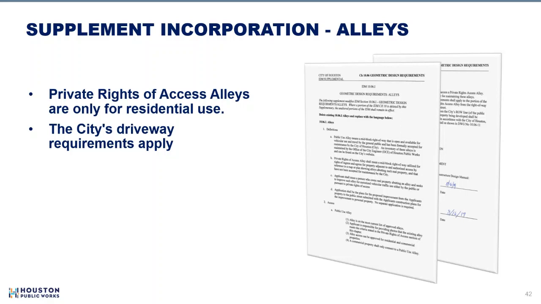This will come up once or twice in today's presentation, but essentially private rights of access alleys are just that. They're intended for private homes. So the city is concerned with drainage in areas and making sure that the approach at the street right-of-way meets residential driveway requirements, and that's spelled out in these alley supplements. Commercial properties should not be accessing private rights of access alleys. If a commercial property is accessing an alley, that should really be a public right-of-way. So the language within the IDM has been updated to reflect that.